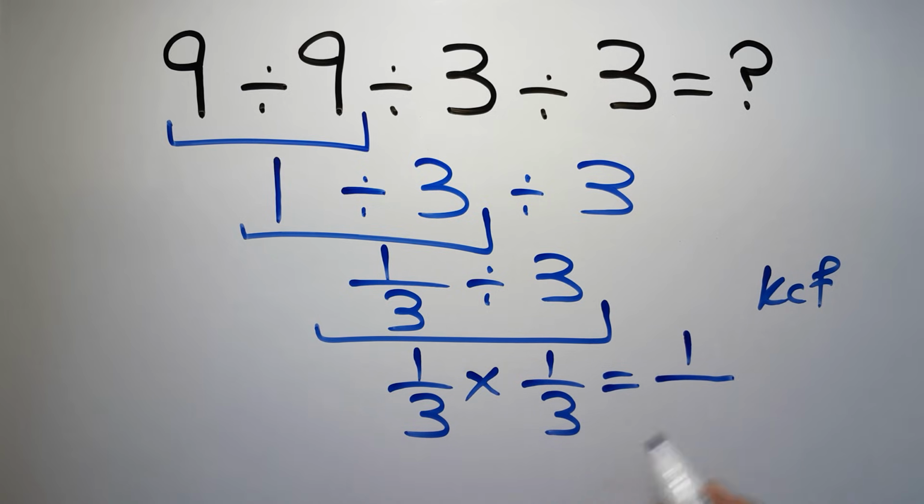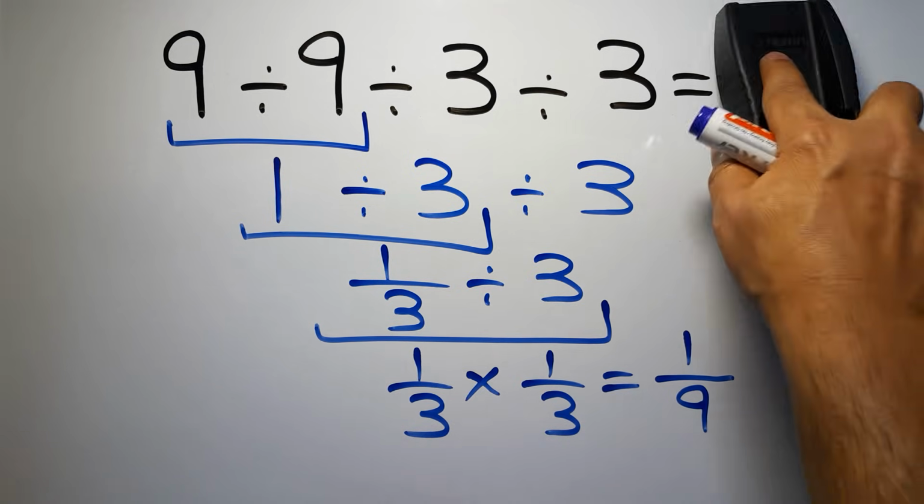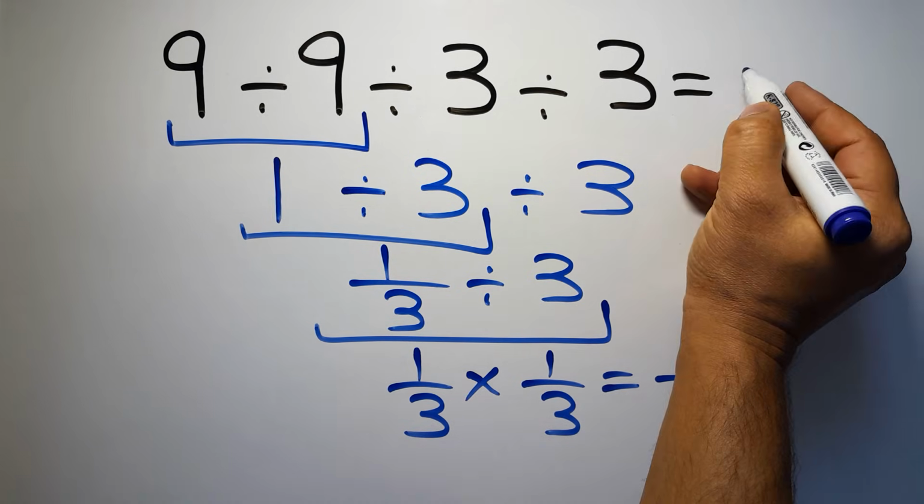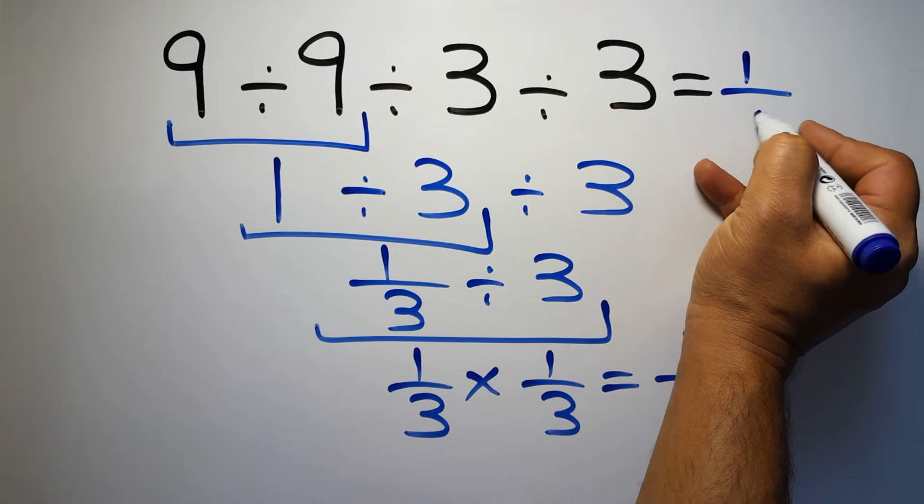So 1 over 3 times 3, which equals 9. So 1 over 9. And this is our final answer to this problem. The correct answer is 1 over 9.